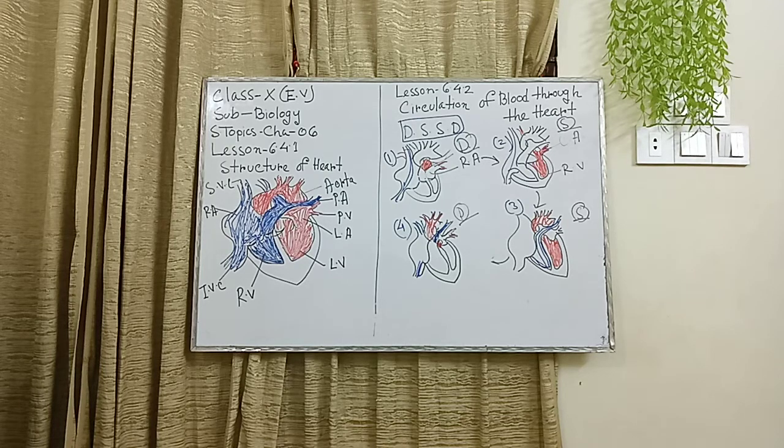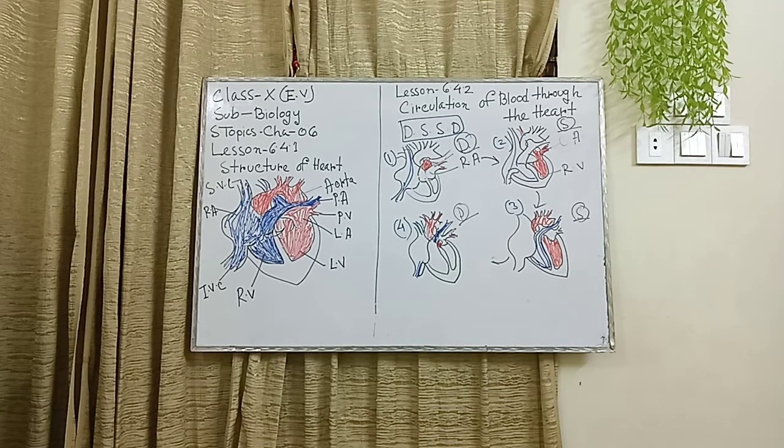The inner part of the heart is hollow and four-chambered. These chambers are, please everyone see the board. First chamber is RA. RA means right atrium. Second chamber is RV. RV means right ventricle. Third is LA. LA means left atrium. And the last one is LV or left ventricle. Here I also give the four chambers.